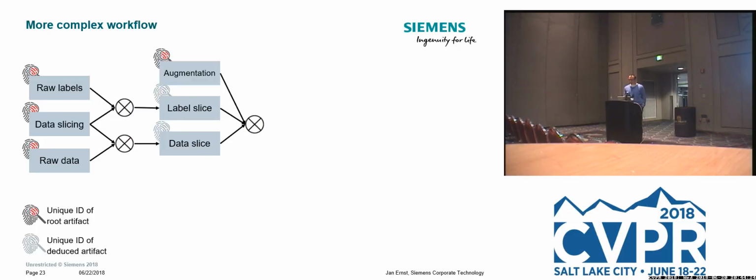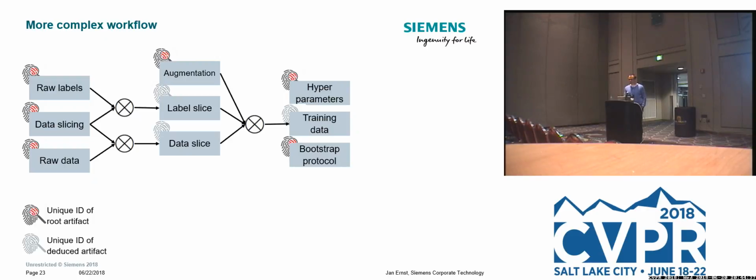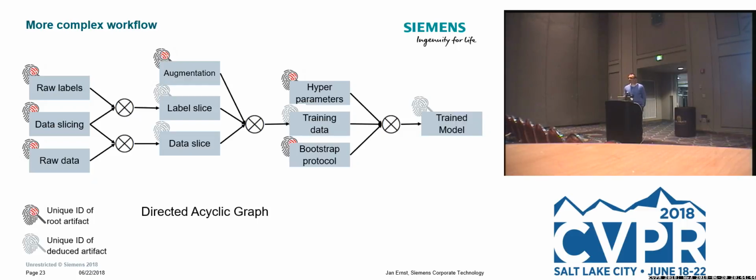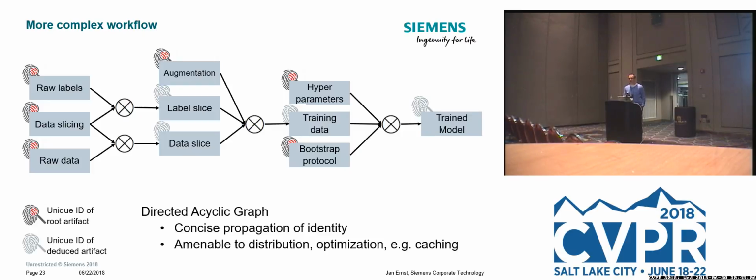Then you add data augmentation, and it's important to realize that you also have to put the data augmentation in a uniquely identifiable fashion with similar methods. And the composition of that gives you your training data, you add hyperparameters and your bootstrapping protocol, and then you have a trained model. Now, if you look at this, this is basically a directed acyclic graph. It's nothing more. And this is one perspective on how to understand this experimentation process in terms of reproducibility. This is very important. What that gives you is concise propagation of identity, for example. You can use graph-theoretic algorithms to propagate identity and recover identity. And it gives you a lot of other benefits in scaling things up in the real world.